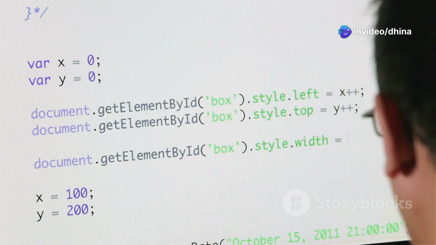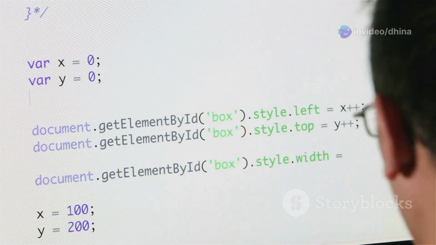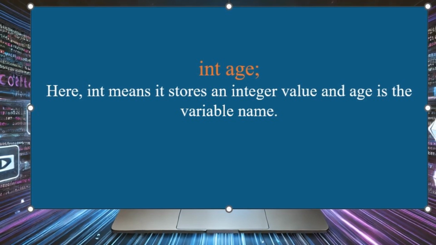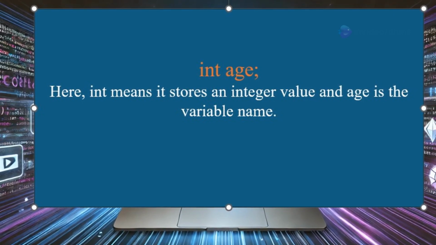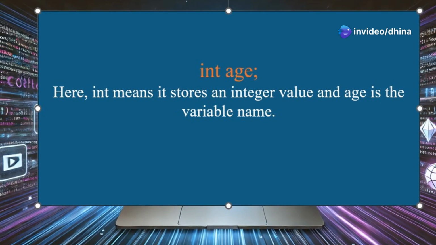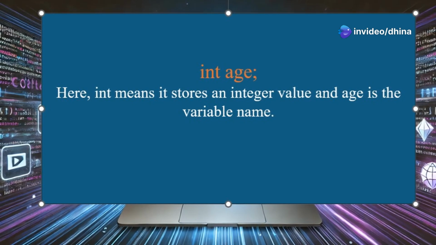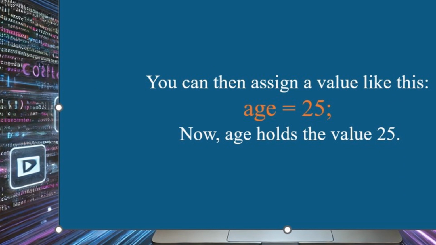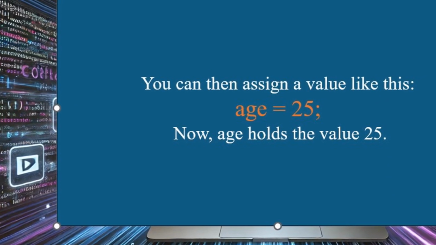For example, in many programming languages, you might write something like this. This line of code declares a variable named age of type int. The type int stands for integer, which means the variable can hold whole numbers. Declaring the type helps the computer understand what kind of data it will be working with.